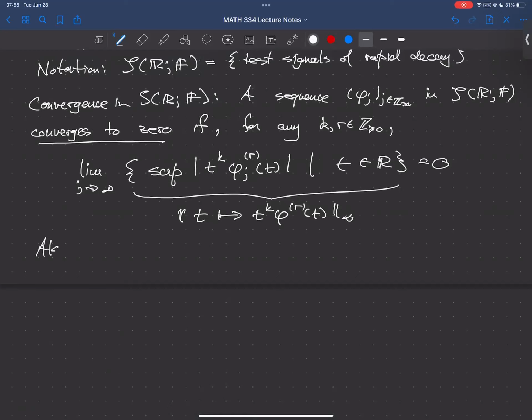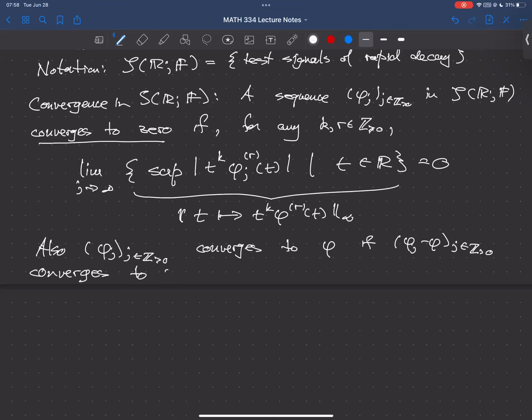So also phi_j converges to phi if, of course, phi_j minus phi converges to 0. So that's our notion of a topology, and we define it by convergence. And you have to make sure that this all makes sense.